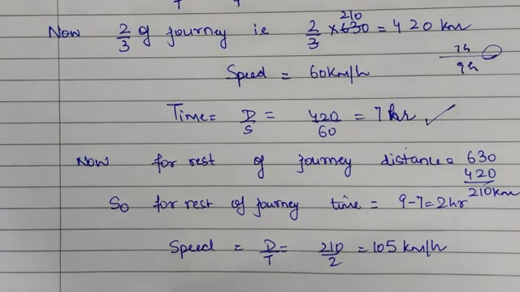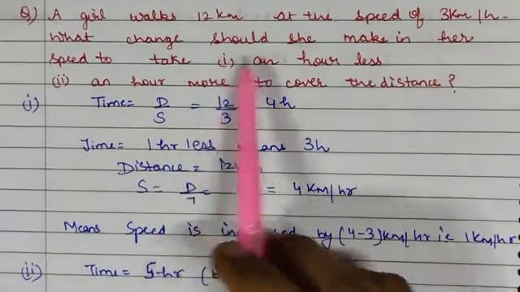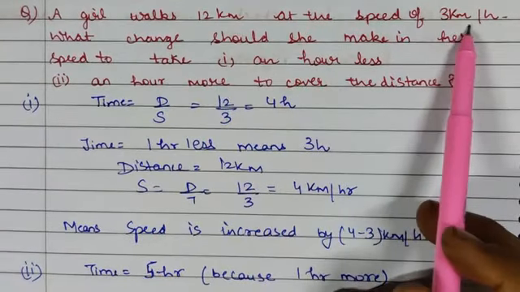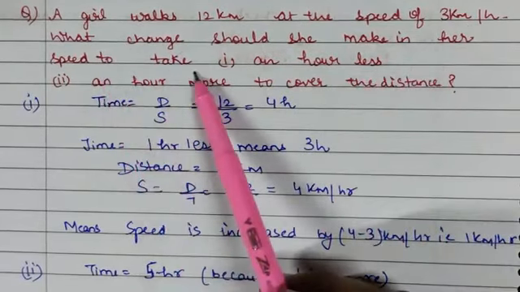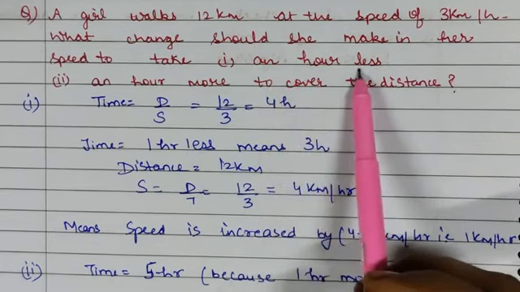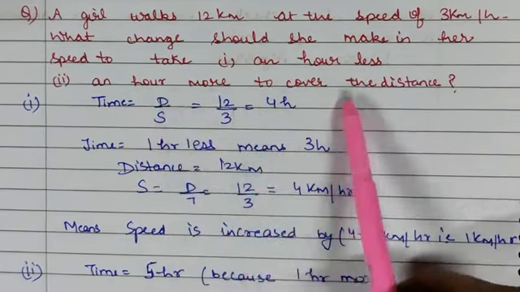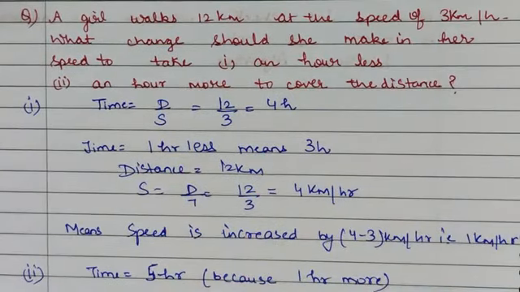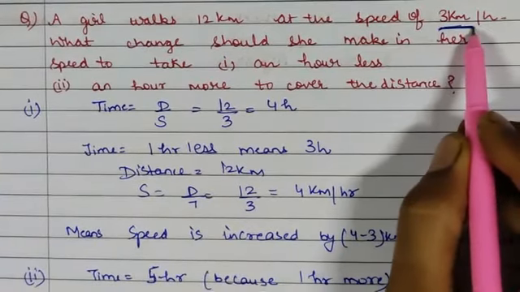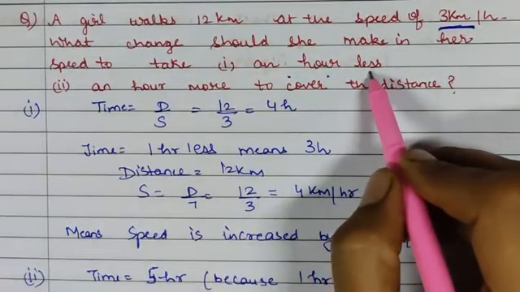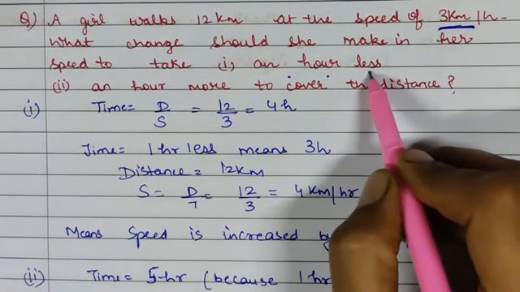Clear? Next is, a girl walks 12 kilometer at a speed of 3 kilometer per hour. What change should she make in her speed to take an hour less than, or an hour more, to cover the distance? Means a girl is walking 12 kilometer at a speed of 3 kilometer per hour. Now what change should she make in her speed so that she takes an hour less? Means whatever the time she is taking, she should take 1 hour less than that.